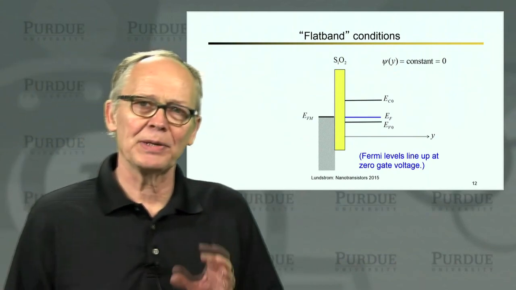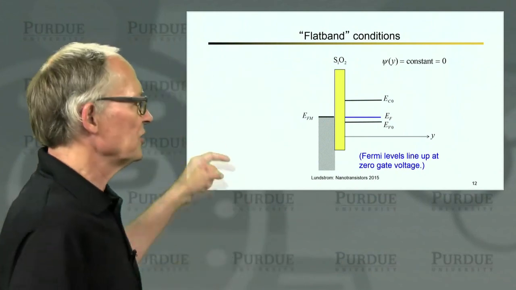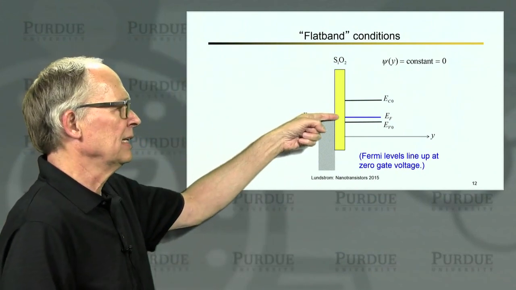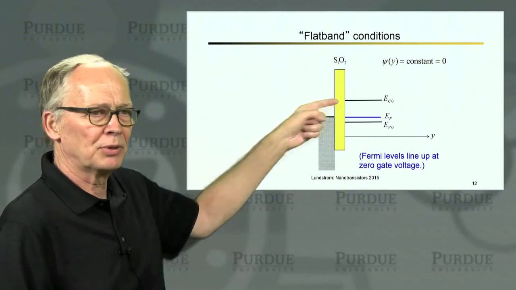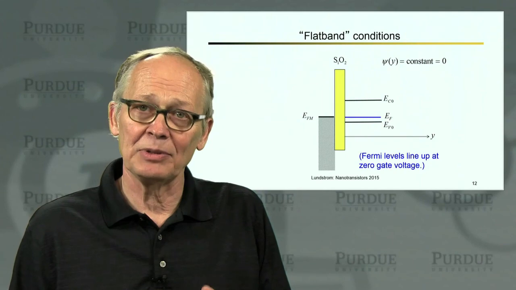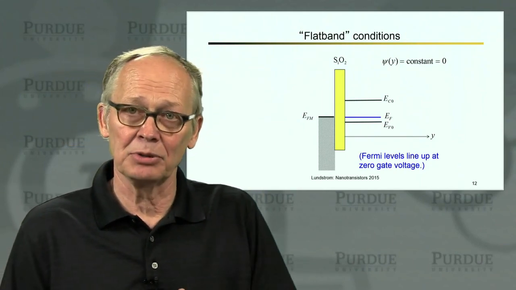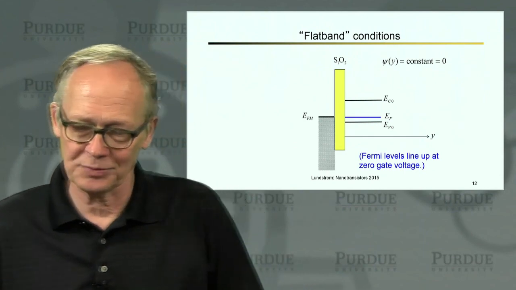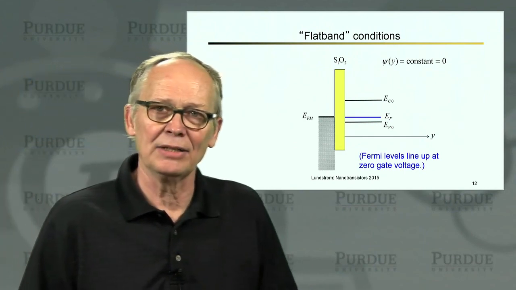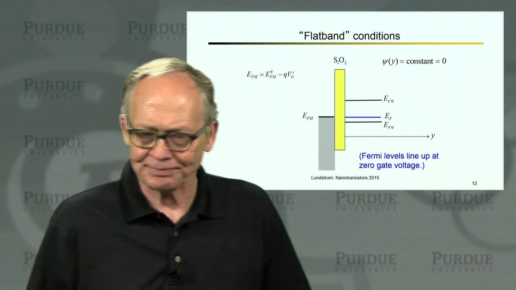And this is a very special metal gate. This is a metal gate with a work function such that the Fermi level in the metal just happens to line up perfectly with the Fermi level in the semiconductor. When that happens, there's no charge transfer, there's no band bending, everybody is happy, you put the materials together and nothing changes. We call that the ideal flat band condition, and it's a nice reference point for us.